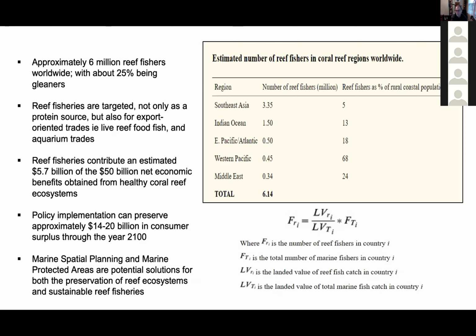And in order to move in the direction of having sustainable fisheries, policies definitely need to be implemented in specific overfished coral reef habitats. Studies have shown that by doing this, we can preserve approximately 14 to 20 billion in consumer surplus through the year 2100. Consumer surplus is defined as the gap between the price we pay for a product and the price we're willing to pay. So going back to our example of the Great Barrier Reef Marine Park in Australia, this is a prime example of a systematic step that would serve to increase conservation while maintaining the economics and supply necessary to continue feeding the world with our oceans. Next.